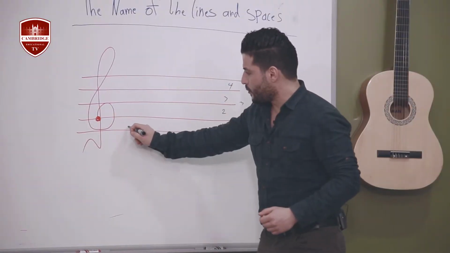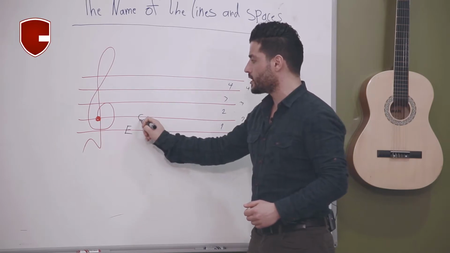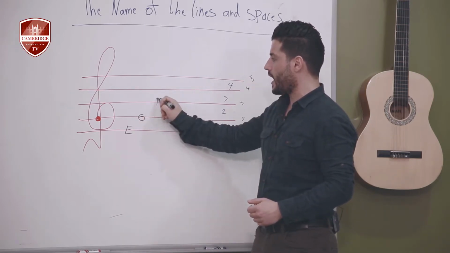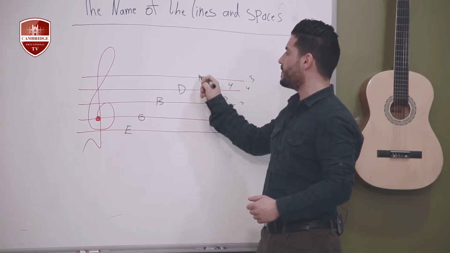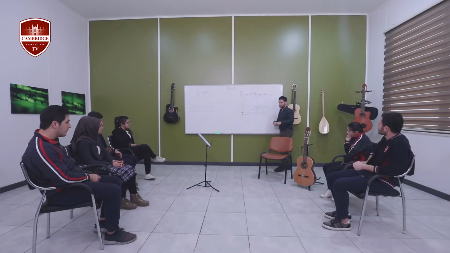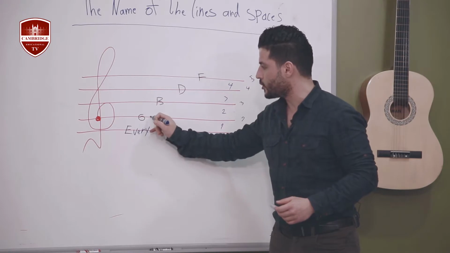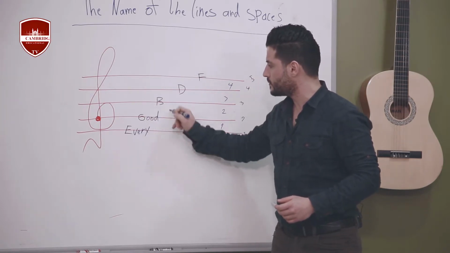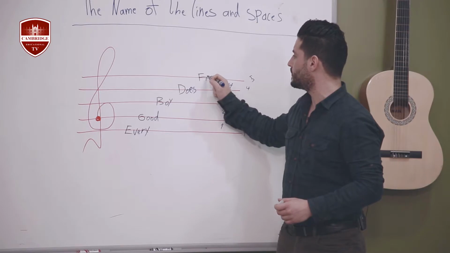So the first line, we'll call it E. The second line, G. The third line, B. The fourth line, D. And the fifth line, F. To make it easier, what I use to make everybody memorize is: Every Good Boy Does Fine.